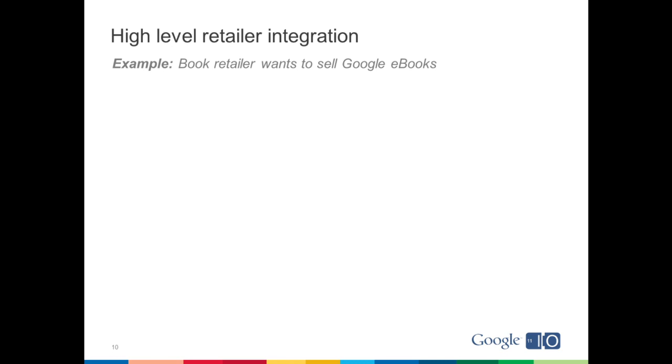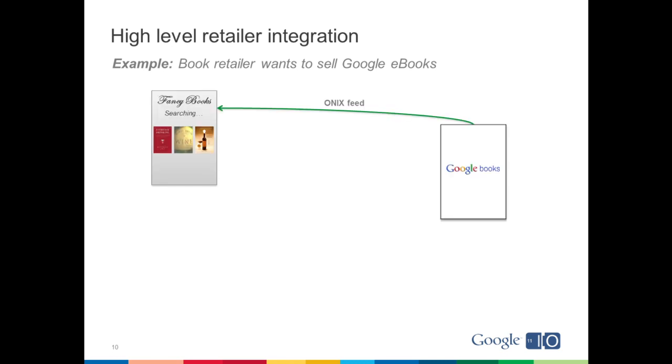The second type of integration I want to walk through is a retailer integration. The example here is you have a print retailer who wants to add ebooks to their set of products that they're selling. So the example, it's a bookstore I made up called Fancy Books. They sell all sorts of fancy books. And the first thing that they do is get an Onyx feed from Google eBooks.